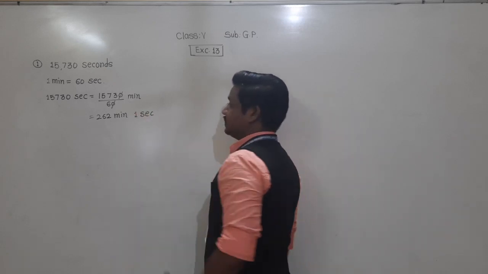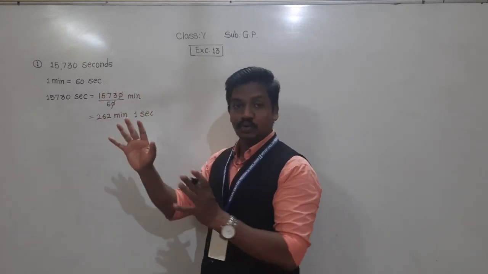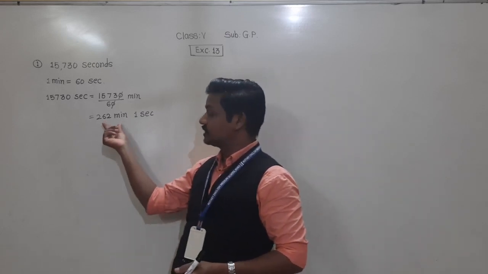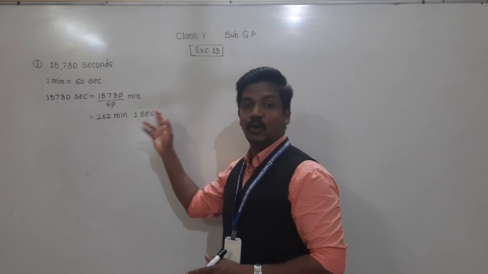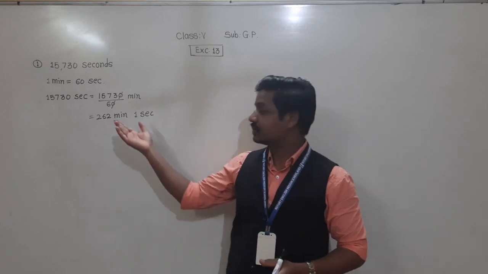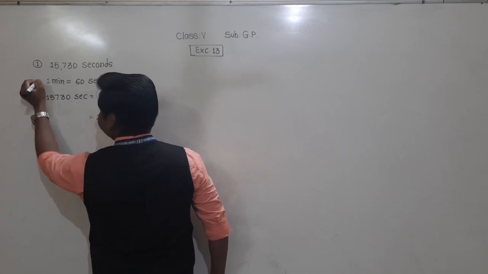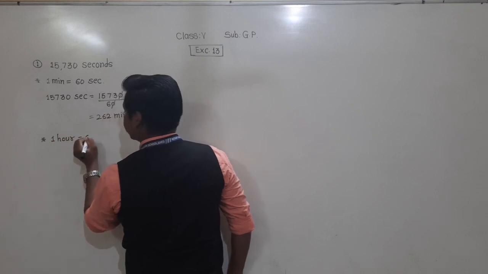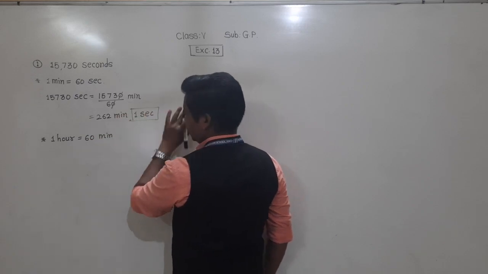What is the meaning of this? From this 15,730, 262 groups of 60 seconds are possible, and you know 60 seconds means 1 minute, right? So 262 complete groups of 60 are possible. So 262 minutes and remain 1 second. Now from this 262 minutes, again we will find out how many hours can be made. So you know here, 1 hour is equal to 60 minutes, right? So to convert this 262 minutes, this 1 second is left forever.